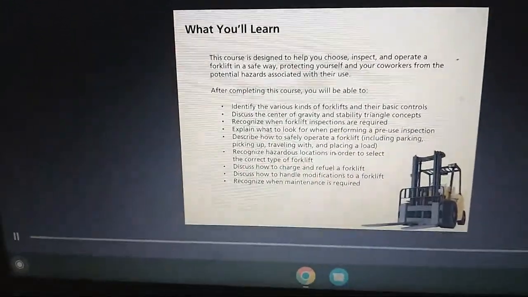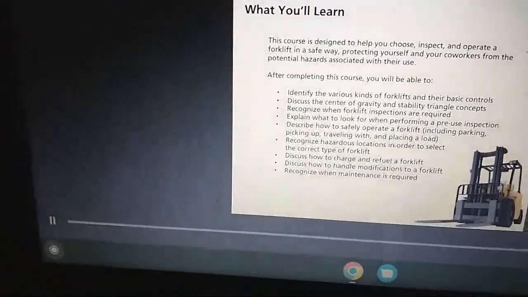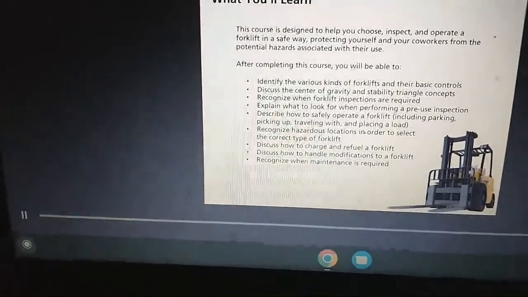This course is designed to help you choose, inspect, and operate a forklift in a safe way, protecting yourself and your coworkers from the potential hazards associated with their use.